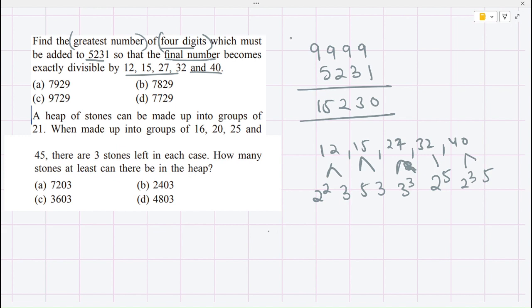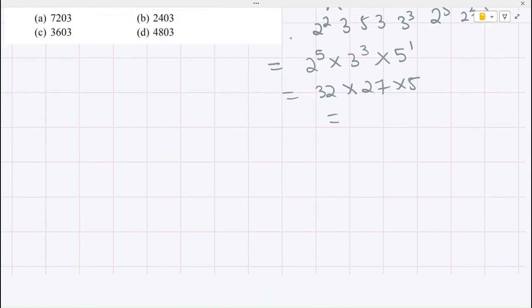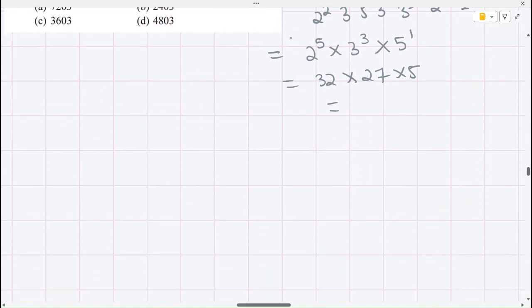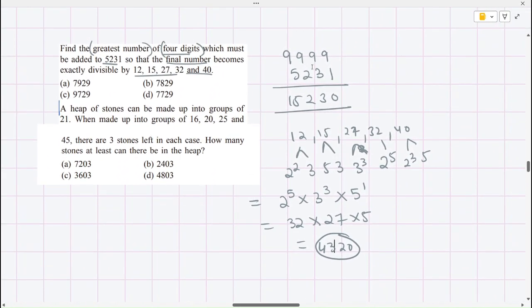So here if we try to find out the LCM, we get 2 raised to the power 5 because it is the highest power that we have for now. Then we have 3 raised to the power 3 and then we have just 5 raised to the power 1. So 32 multiplied by 27 multiplied by 5 here. So on multiplying, we'll get 4320. Like 4320 is the least common multiple of all these numbers. So then we have this particular number here.